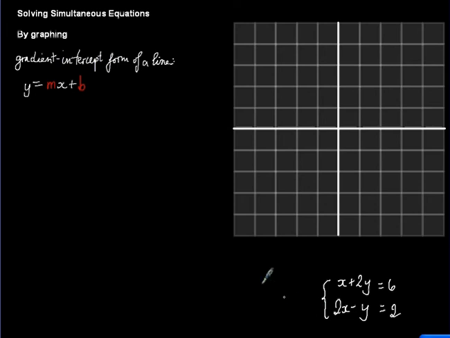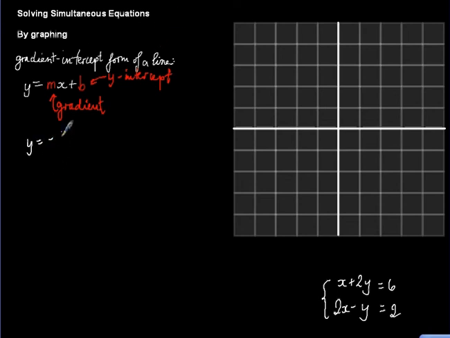I'm going to show you how to solve simultaneous equations by graphing. In order to do that, it's a good idea to get a reminder about the gradient-intercept form of a line, y equals mx plus b, where m is the gradient and b is the y-intercept of a line. Let's look at an example.